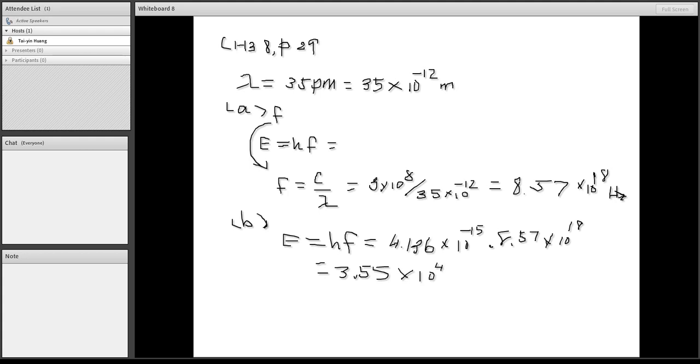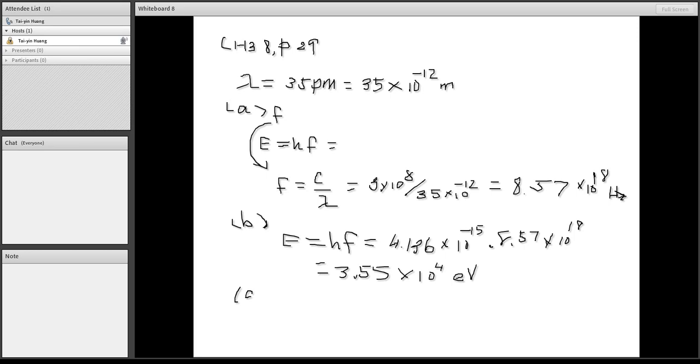Personally, I would prefer everything to be expressed in SI units so that you don't get confused. And then the conversion between the SI unit and the eV is very easy to do. If you have this amount in eV, then just multiply this number by 1.6 times 10 to the negative 19. That will convert it to joules, and you can do that later.